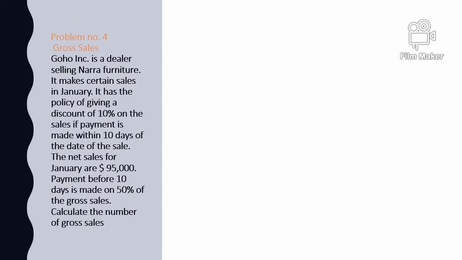Problem number 4. For gross sales. Gohon Company is a dealer selling Narak furniture. It makes certain sales in January. It has a policy of giving a discount of 10% on the sales if the payment is made within 10 days of the date of the sale. The net sales for January are $95,000. Payment before the 10 days is made on 50% of gross sales. Calculate the amount of gross sales.